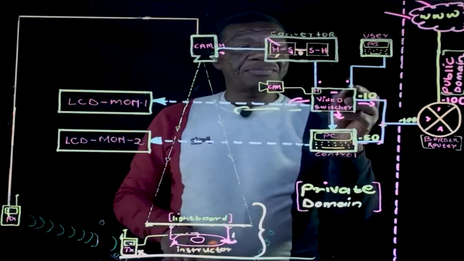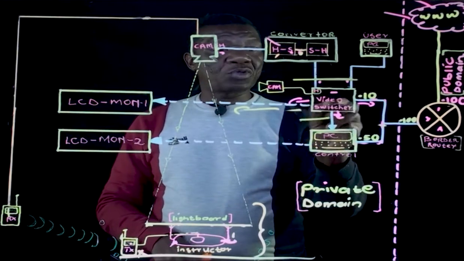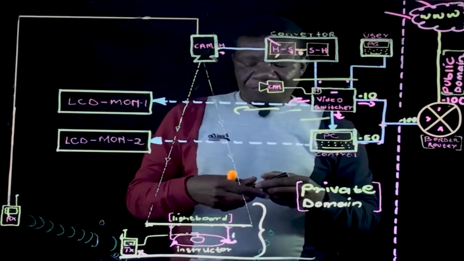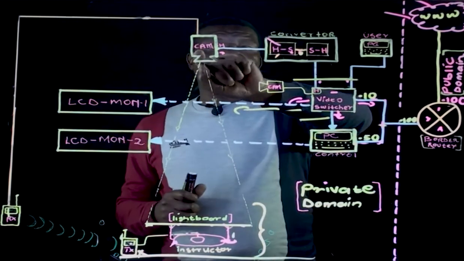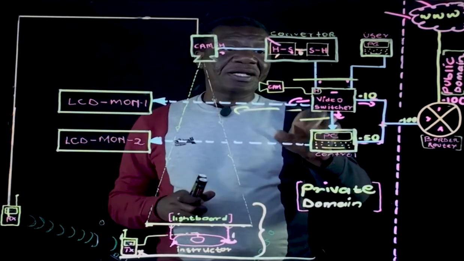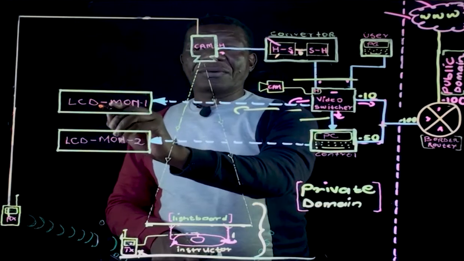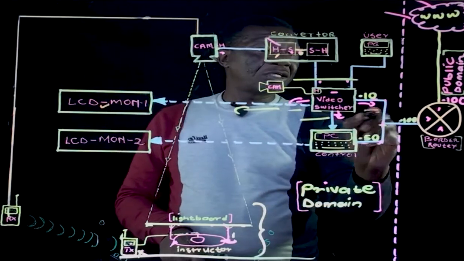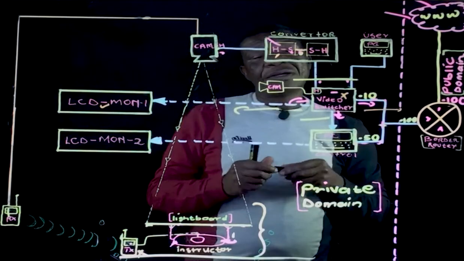Now, this is where this specific part comes into play. This is a video switcher. So the video switcher's role is to take everything, the video and the audio from the camera, and then switch it to either the monitor or switch it to the internet. That's the whole purpose of this specific block.